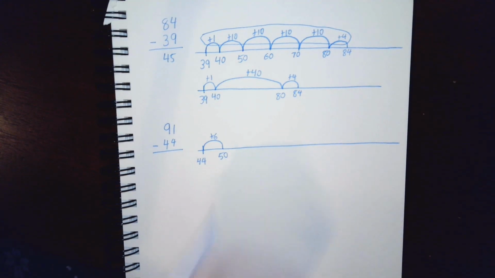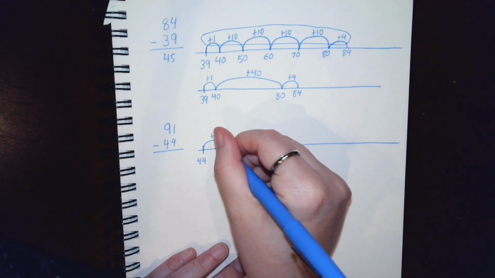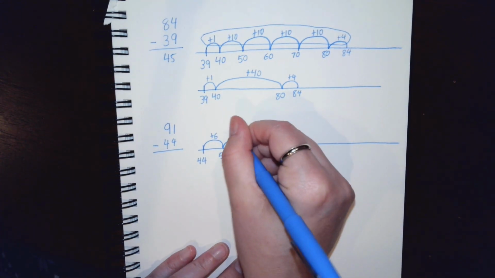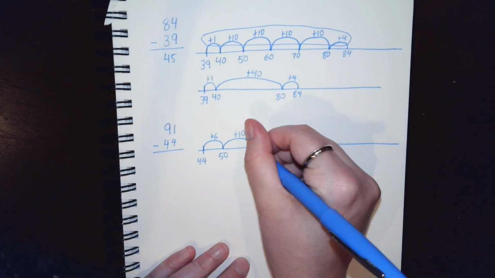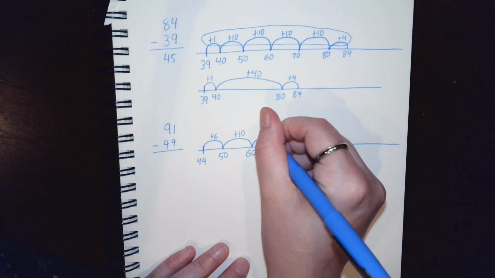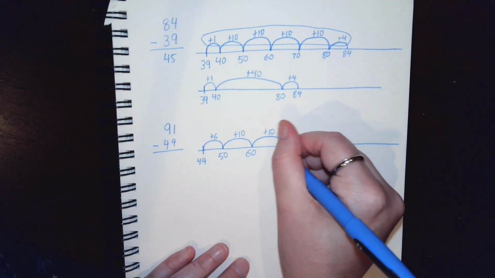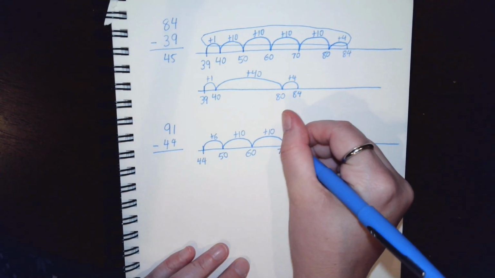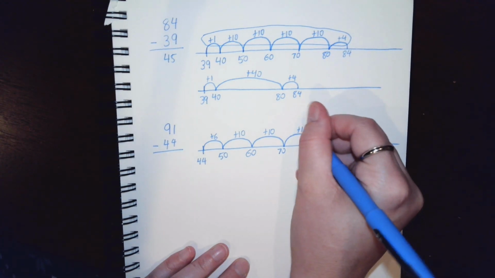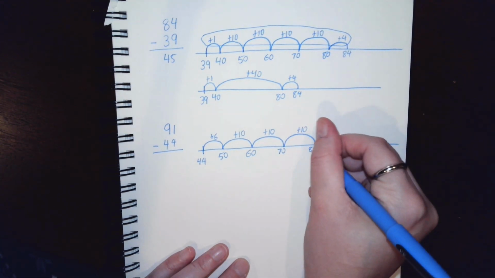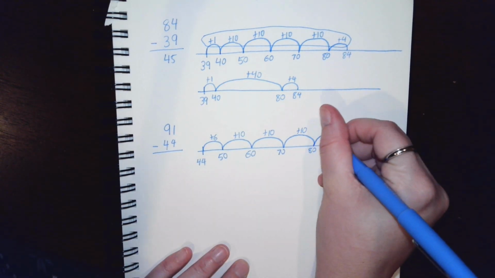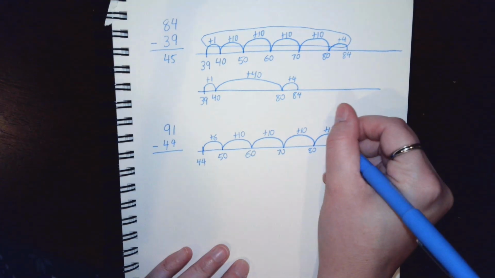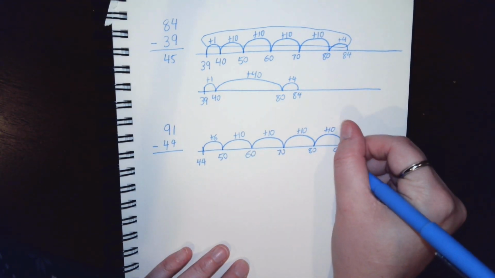Okay, so now I'm at 50. Now I can do hops by 10. So I'm going to do a 10 hop. 50 plus 10 gets me to 60. I'm going to do another 10 hop. 60 plus 10 gets me to 70. Another 10 hop. 70 plus 10 gets me to 80. Am I there yet? Nope, I still need to get to 90. So another 10 hop. 80 plus 10 gets me to 90.